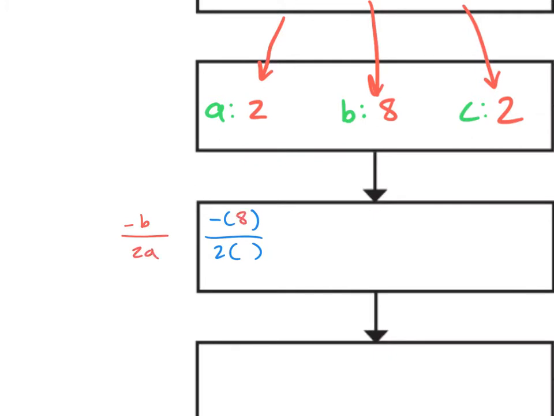Our b value from up above was 8. Our a value was 2. This is going to tell us the x-coordinate, which is going to be negative 8 divided by 4. To get that, the x-coordinate for our vertex is negative 2.